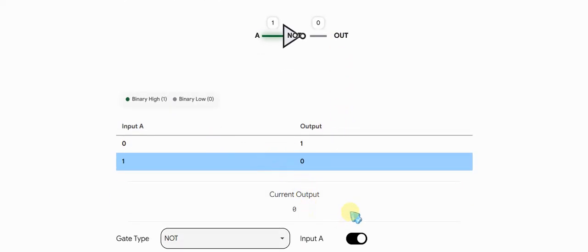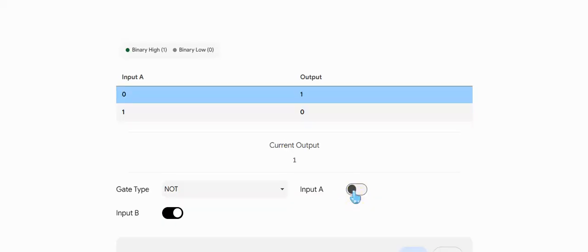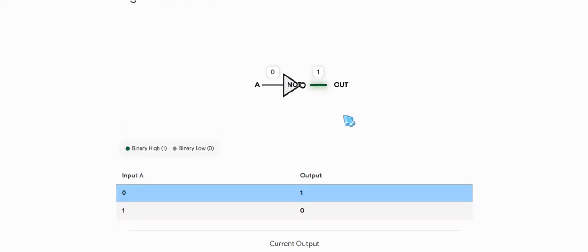Let's see, you can see here input A. Input B is not there in that column, so it will not work. For example, if I take the low state, now you see what happened.